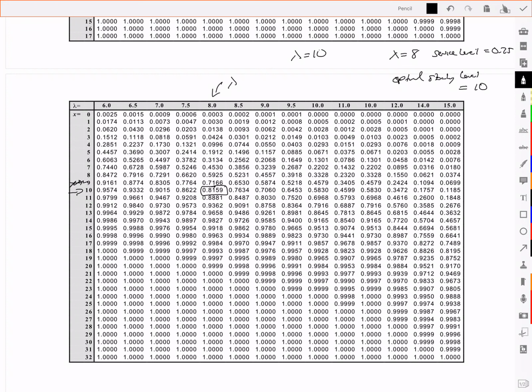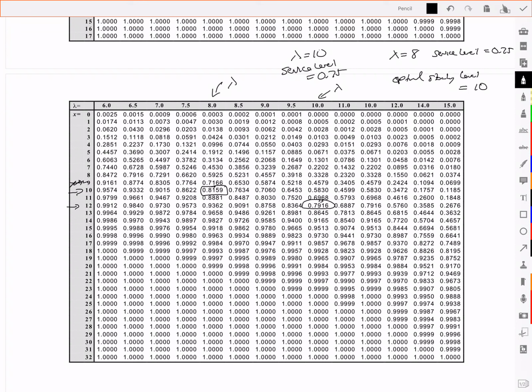Well, what if lambda was 10? So what if on average you used 10 units per day? Same service level. Okay, so in that case, we're going to go to our lambda of 10, and we're going to go down, and we're going to look for 75%. Notice there's no 75%. We're going to go with the next number above it. And so we're going to have an optimal stocking level now of 12.